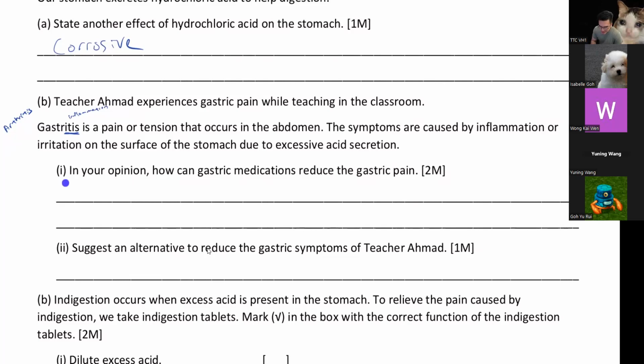Okay, so number one, in your opinion, how can gastric medication reduce gastric pain? As I said, the gastric medicine, it is alkaline. What will it do? It will neutralize your stomach acid.